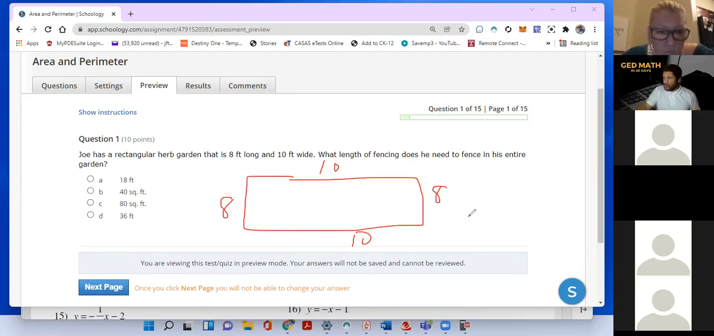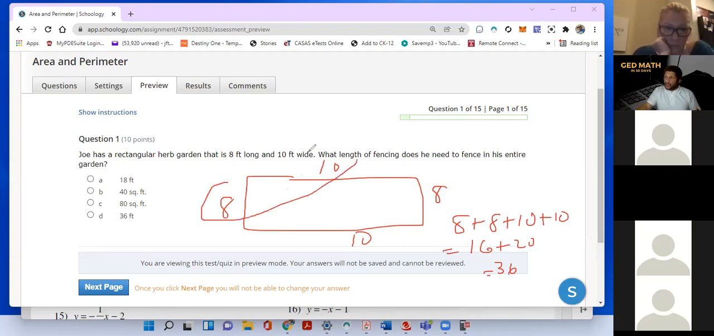So again, distance around, you can either do 8 plus 8 plus 10 plus 10, which is 16 plus 20, which is 36. Or you could add these two together and multiply by 2. So 8 plus 10 times 2 is also equal to 36. Definitely going to have an area and perimeter problem.